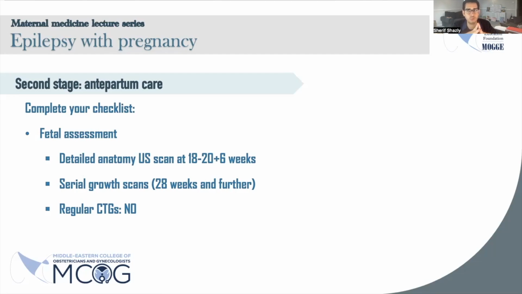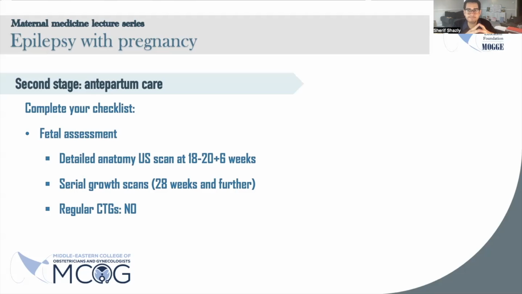The third thing, and I always say this, no need for CTGs. CTGs are sometimes overused in many situations. You really don't need it, because just think about it: what will the CTG tell you in a patient with epilepsy? Epilepsy doesn't cause any chronic hypoxia to the baby that can cause problems, and you're already following that by doing a serial growth scan.